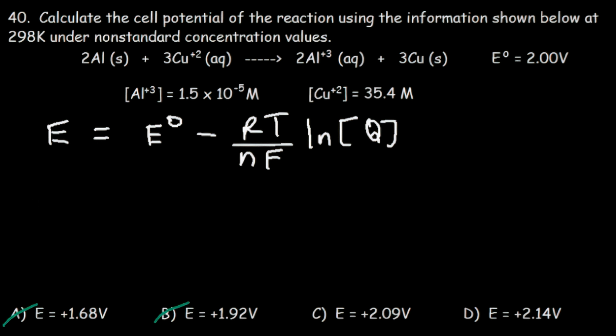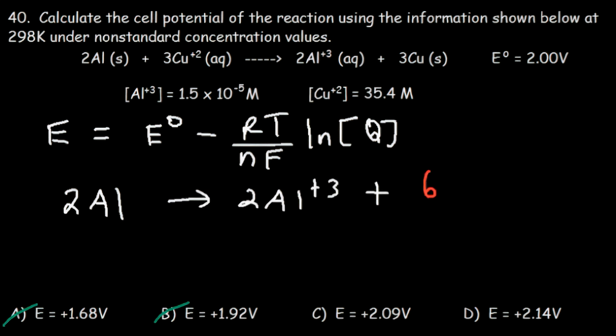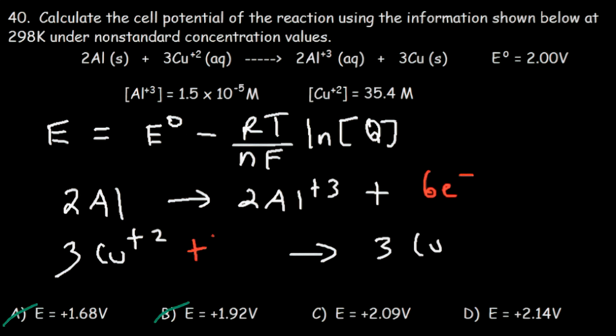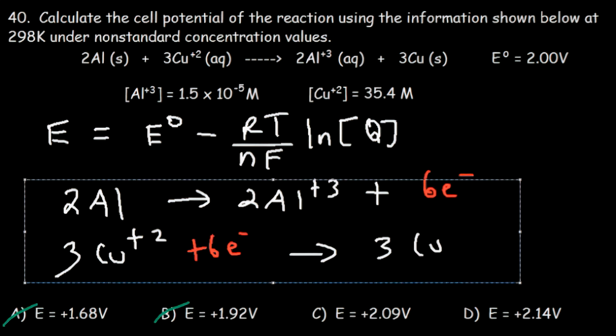Now the next thing we need to know is the value of N. If we write out the half reactions, we have 2 aluminum atoms turning into 2 Al plus 3 ions. And so to balance it, we need 6 electrons. And then for the other half reaction, where we have 3 copper plus 2 ions turning into 3 copper atoms, we also need 6 electrons to balance it. So therefore N is equal to 6.